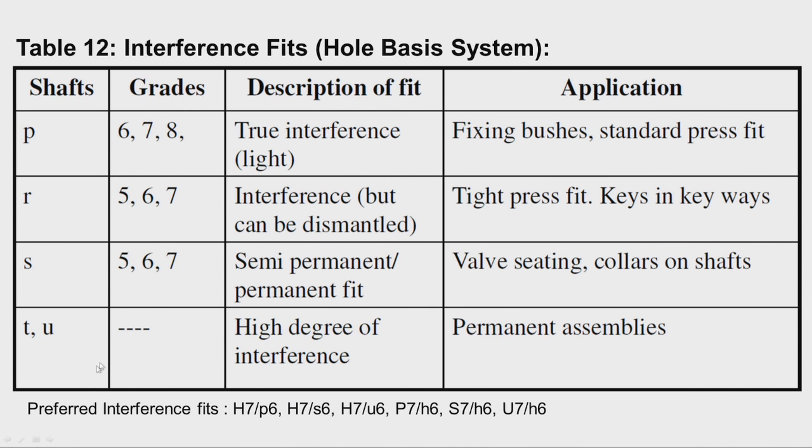Similarly, we have interference fit. Again, some applications are mentioned here. For fixing bushes, we may go for interference fit, for tight press fit, and then valve seating, and then permanent assemblies. So in such cases, we go for interference fit. For example, for permanent assembly with capital H hole, we can use this T shaft or U shaft. And for valve seatings, collars, etc., we can go for S shaft with tolerance grades 5, 6 or 7.